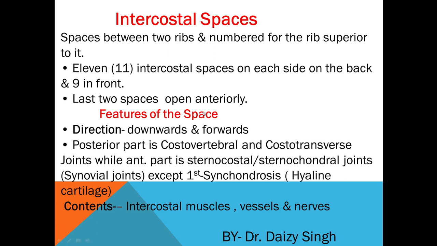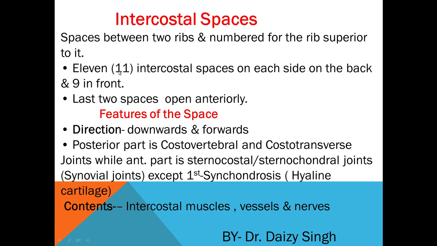There is one term that is known as intercostal spaces. These are the spaces between two ribs and they are numbered for the rib superior to it. For example, the intercostal space between the first and the second rib would be 1. Likewise, between the second and the third rib, the intercostal space would be 2. So the numbering of the spaces is dependent on the superior rib.